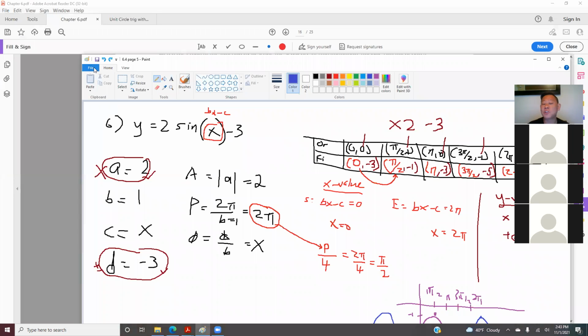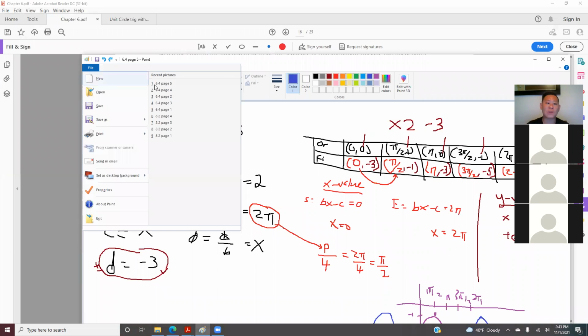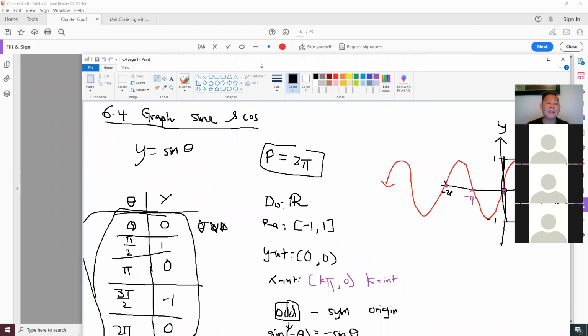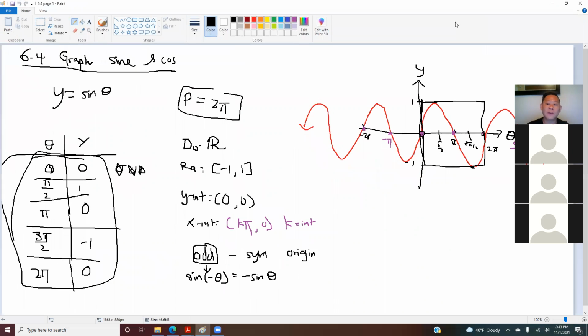Okay, now I'm going to teach you how to do the secant and the cosecant graph. Yes, we're going to do the secant and cosecant graph. So again, I'm going to do the basic one first. So this is 6.5 now.